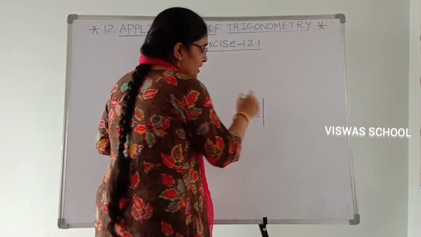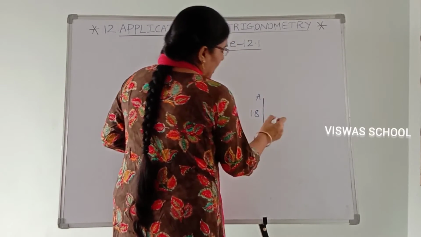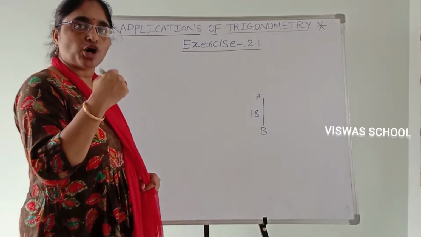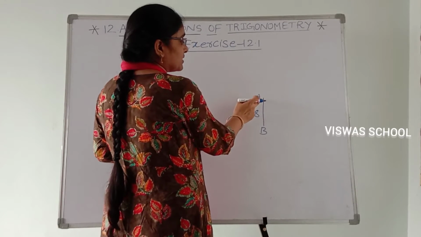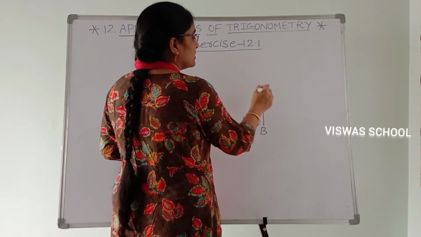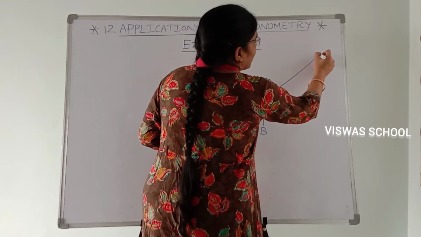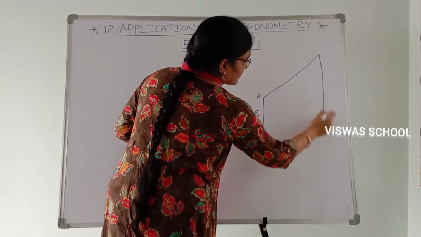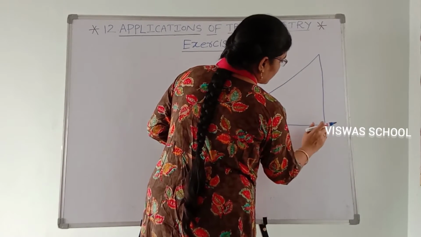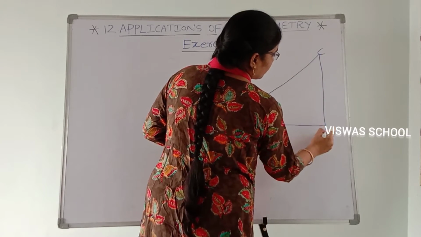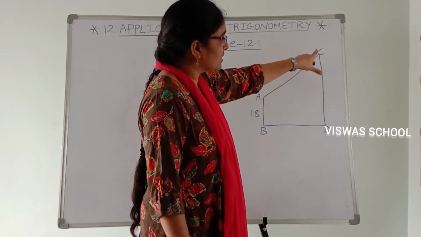Here this is the observer's height, which I am taking as AB. The observer is looking at the top of the tree. Here is the person's eyesight, looking at the top of the tree. And this is the palm tree. This is C and D. This height we have to find out, that is CD. This is the palm tree.